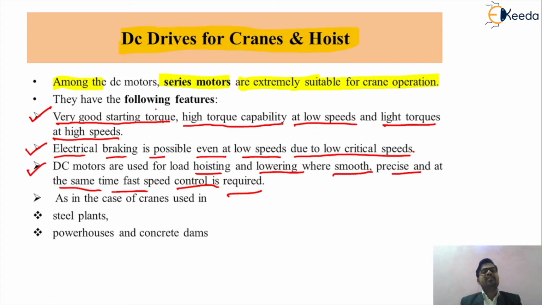As we have seen where we can use this particular DC drive, these DC drives are used for different applications. Such applications use the DC series motor in steel plants. We are using these DC drives in cranes and hoists, in different types of powerhouses and different types of concrete dams. So for that reason, we are using a DC series motor as a crane and hoist.